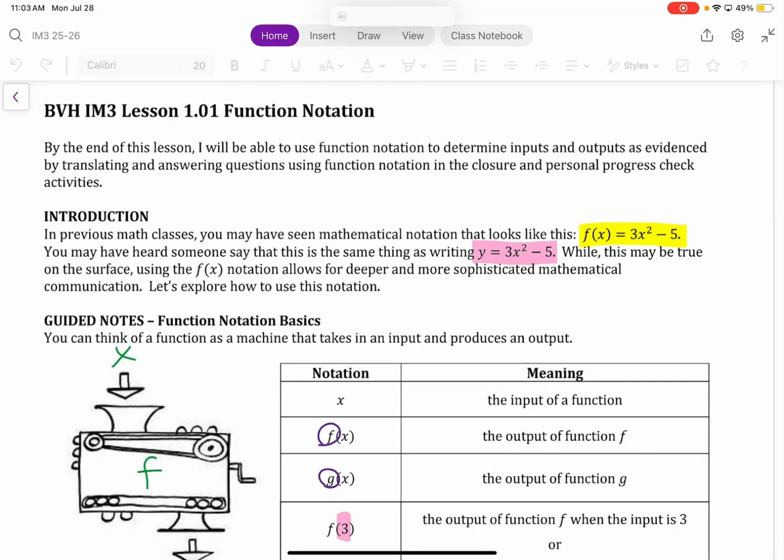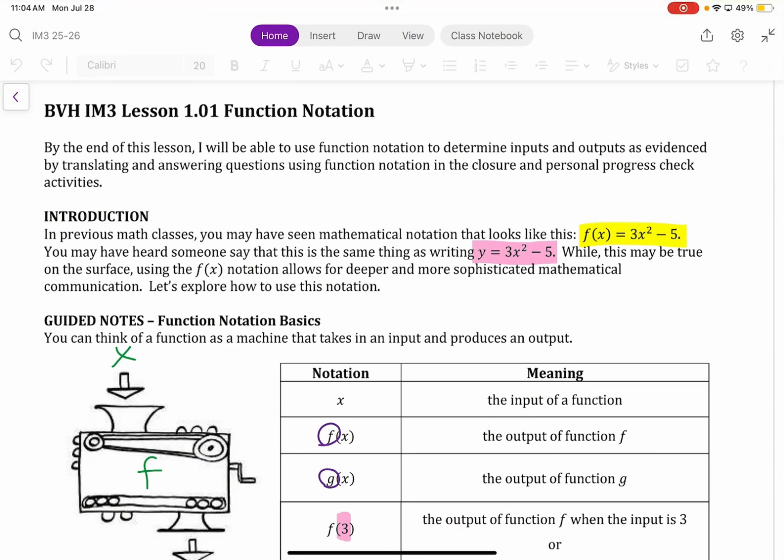So, lesson 101, function notation. Let's talk about what exactly we're going to be covering today. By the end of this lesson, you will be able to use function notation to determine inputs and outputs, evidenced by translating and answering questions using function notation in the closure and personal progress check activities.